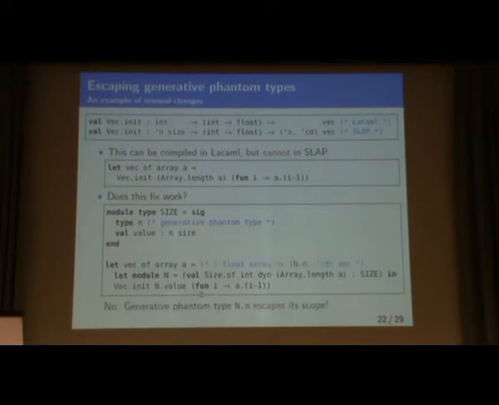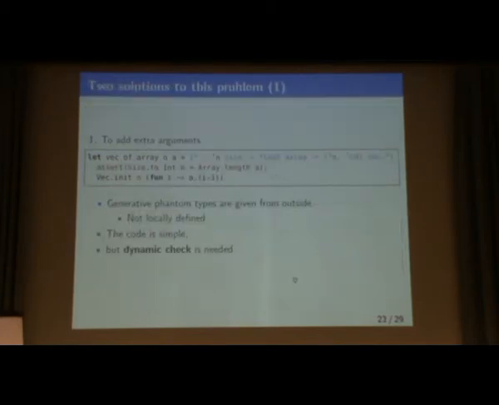But this function returns the existential size, which escapes its scope. This module n is locally defined, and this size has to be returned with the returned vector. So as a result, the type escapes this local module, which is not allowed in OCaml. So unfortunately, this doesn't work. So we developed two solutions to this problem.